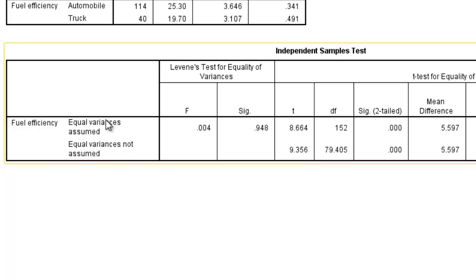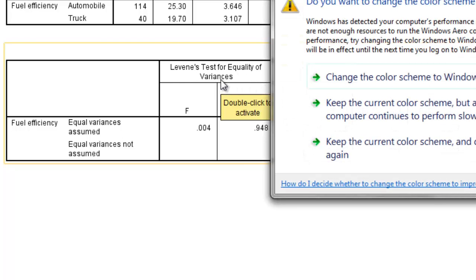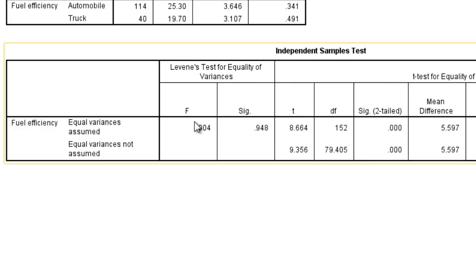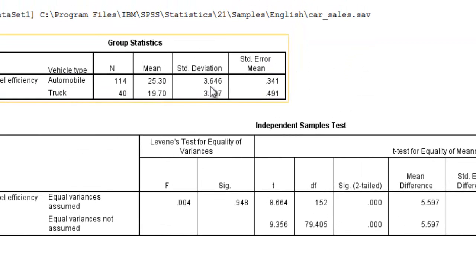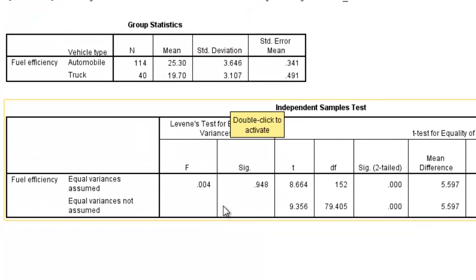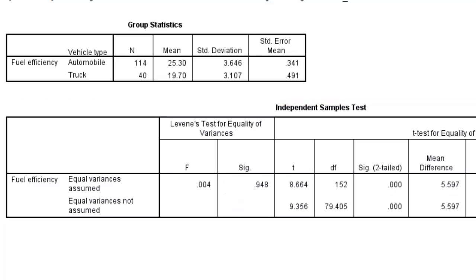To answer the question as to which one we use, we'd go to Levene's test for equality of variance. One of the assumptions of a t-test is that your two groups, automobile and truck, will have similar variability in fuel efficiency. And if we look at the standard deviation of these two groups, we can see 3.6, 3.1. They're pretty close. And the test will test whether or not they're close enough that we can consider them equal.